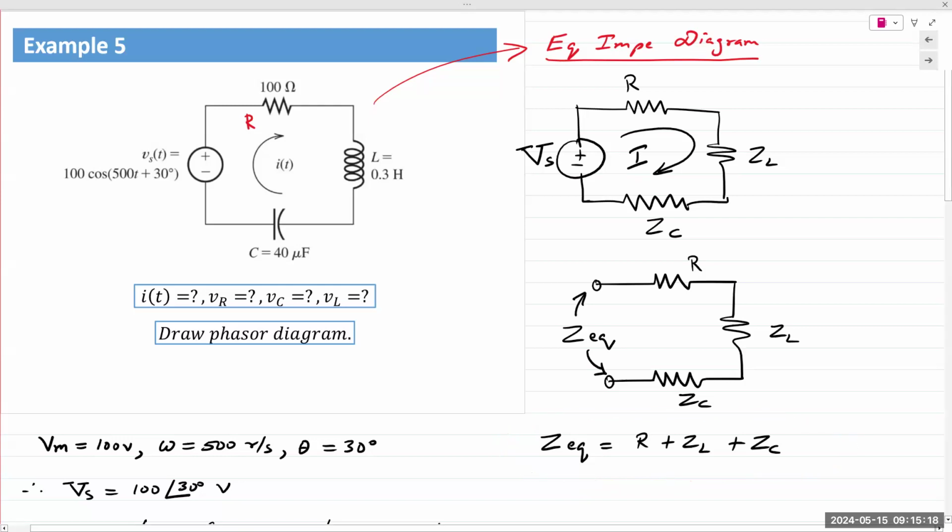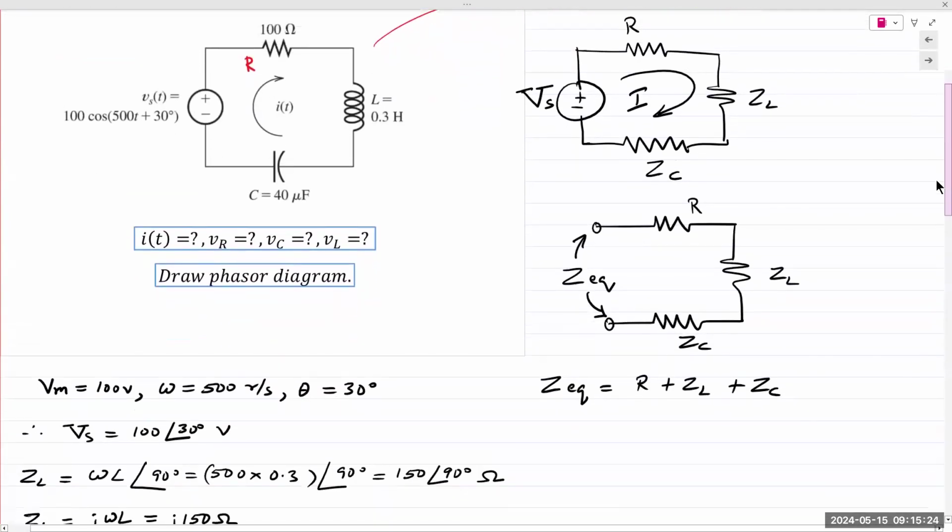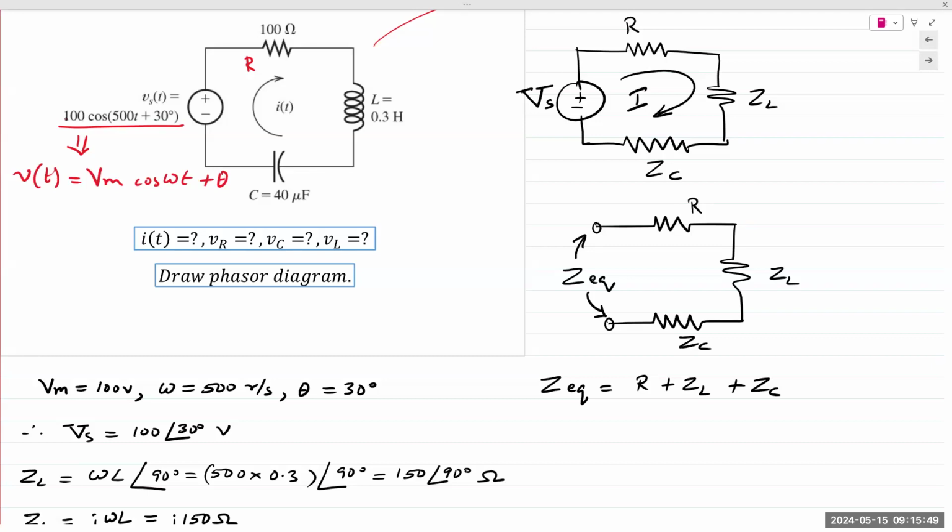So now that we have set up the initial steps, we can go and take a look at the voltage source. The voltage source value is given to us. We are going to compare it to our standard equation, which is v of t equals Vm cos(omega t plus theta), right? And from there, we can determine that Vm is 100 volts, omega is 500 radians per second, and theta is 30 degrees.